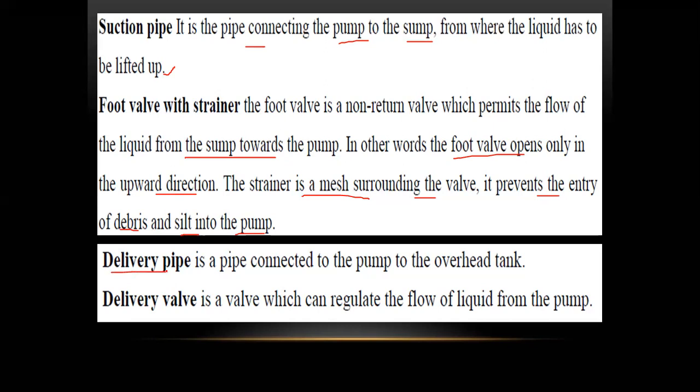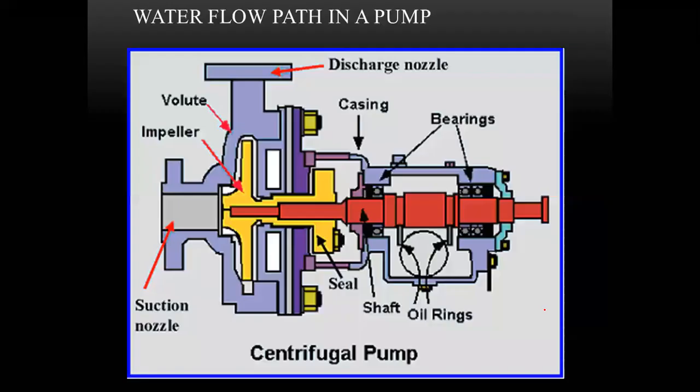Next, delivery pipe. It is a pipe connected from the pump to the overhead tank. Delivery valve. It is a valve which can regulate the flow of the liquid from the pump. I hope you are understanding, because I'm speaking a little faster, but there is no time, so you have to understand. That's it. So this is a complicated layout of a centrifugal pump.